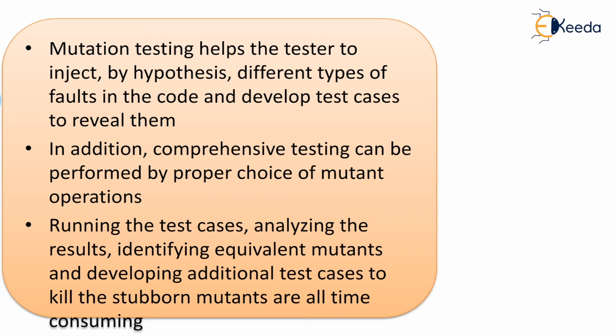In addition, comprehensive testing can be performed by proper choice of mutant operations. So you have to choose your mutants very carefully, deciding on the operations. You have to think about the hypothesis and also the coupling effect. Then running the test cases, analyzing the result, identifying equivalent mutants and developing test cases to kill stubborn mutants are all time consuming. This is challenging because every time you run the exhaustive test cases and analyze the result, when you change your mutants, you again identify the equivalent mutants and develop additional test cases, again double the original test cases you have developed. Killing the stubborn mutants is very time consuming.